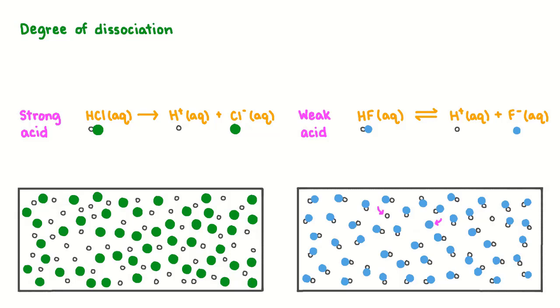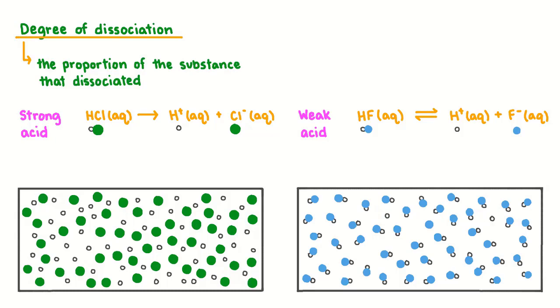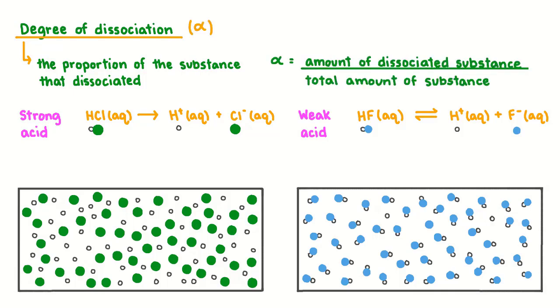and fluoride ions. The extent to which an acid dissociates can be represented by the degree of dissociation. The degree of dissociation can be defined as the proportion of the substance that dissociated. It is often given the symbol alpha and can be calculated by dividing the amount of dissociated substance by the total amount of substance, both dissociated and undissociated. We can use the number of molecules or the number of moles for the amounts.